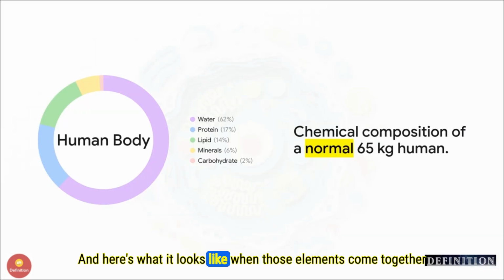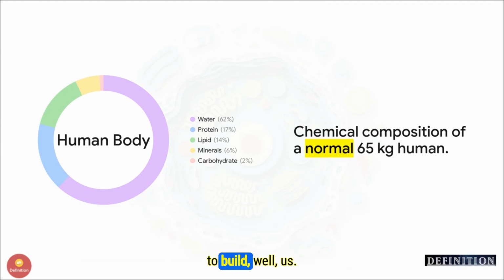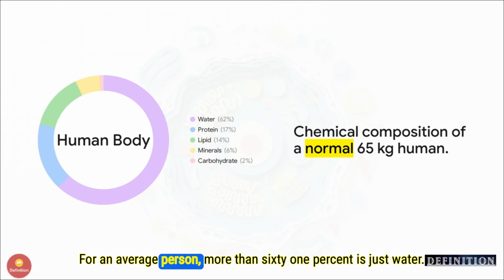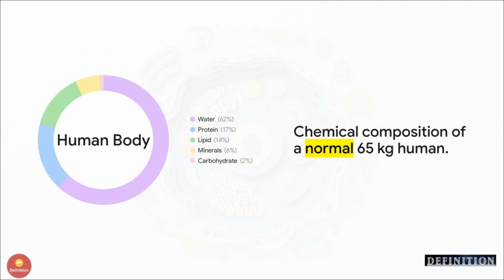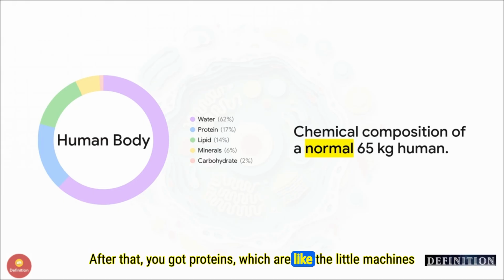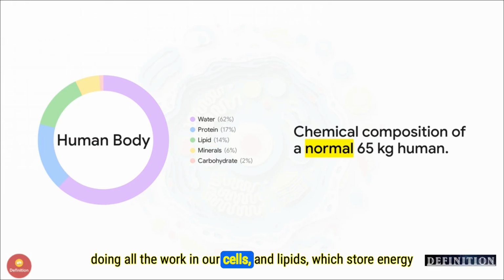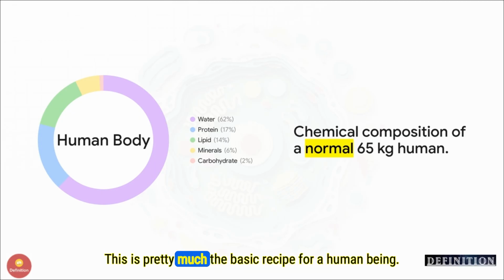And here's what it looks like when those elements come together to build, well, us. Just take a look at this chart. For an average person, more than 61% is just water. It's literally the solvent of life. After that, you got proteins, which are like the little machines doing all the work in our cells, and lipids, which store energy and build boundaries. This is pretty much the basic recipe for a human being.